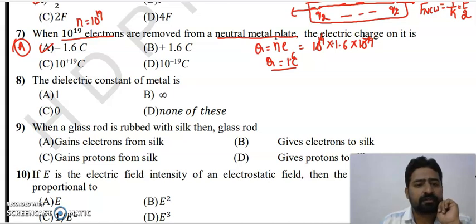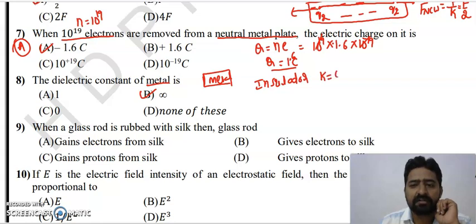Then the eighth question: the dielectric constant for metal. For metal, what is the dielectric constant? Infinity. And in an insulator, the dielectric constant is equal to how much? 0.